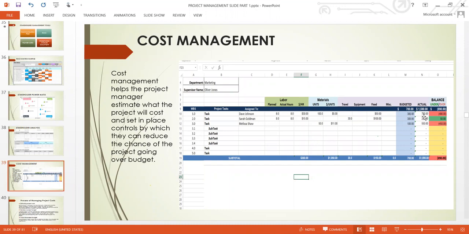And at the end of the day, you are spending $790. This is ridiculous. How can you do that as a project manager? So look at here the balance under and over. One is red, showing that you have gone over the budget. So by $490. How can you do that as a project manager?